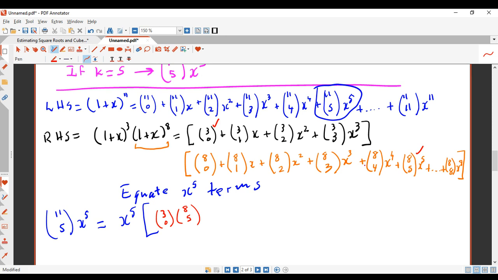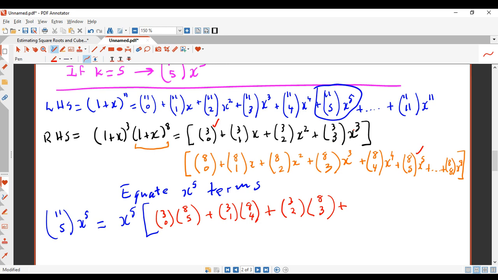Now, how else can I make x to the 5? I can take an x term and multiply by an x to the 4 term, okay? Which means I'm going to have plus 3c1 times 8c4. Now, how else can I make an x to the 5 term? I can take a squared term and multiply it by a cubed term. So 3c2 times 8c3 will be the coefficient there. So that's the cube term I've used, squared and cubed together.